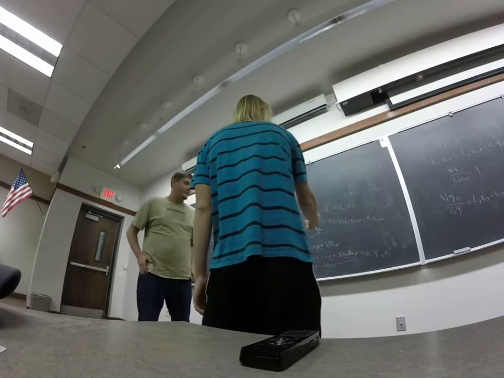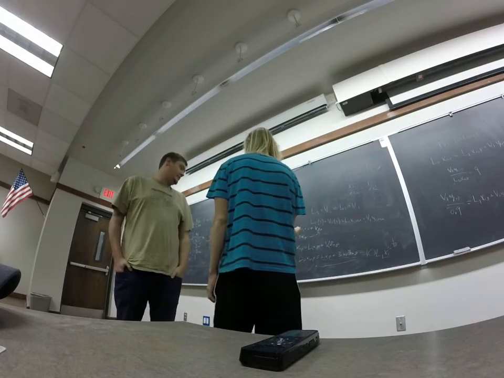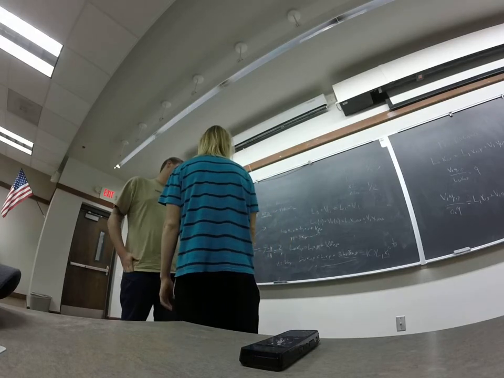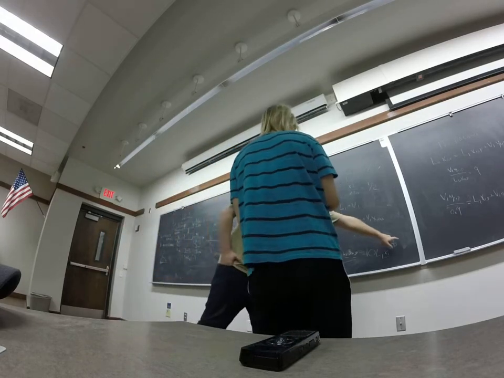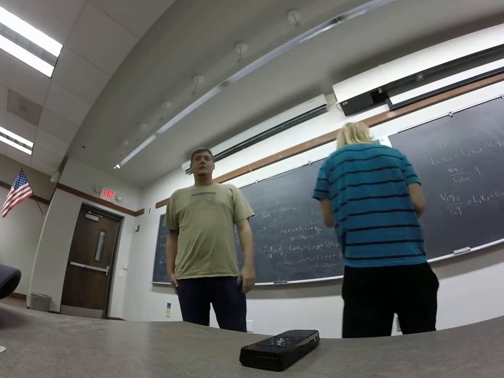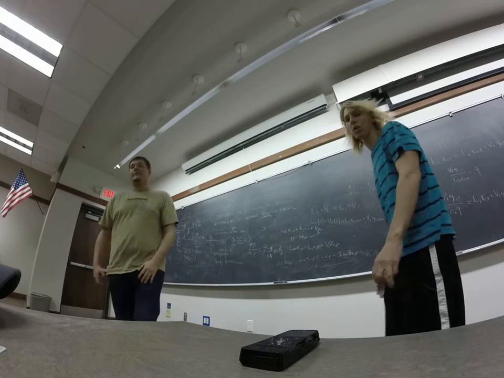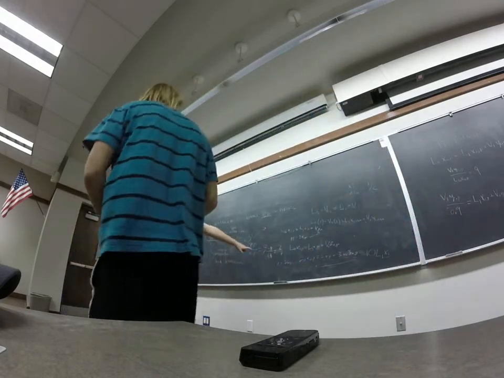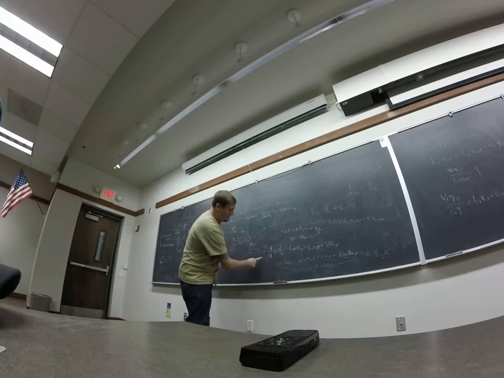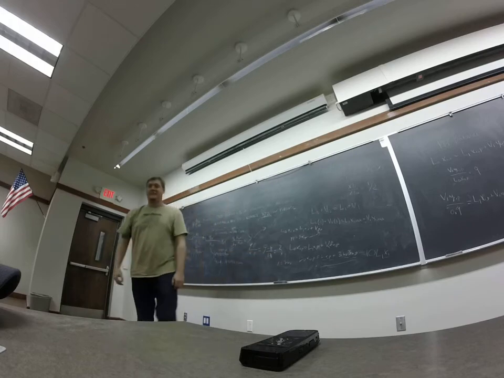Wait, the answer's not 9, the answer's 3. You're right. V over L. You're not looking for V naught there. He solved that right here. You move the V over and the L down, and you divide 9 by 3, you get V over L equals 3. That's the answer.